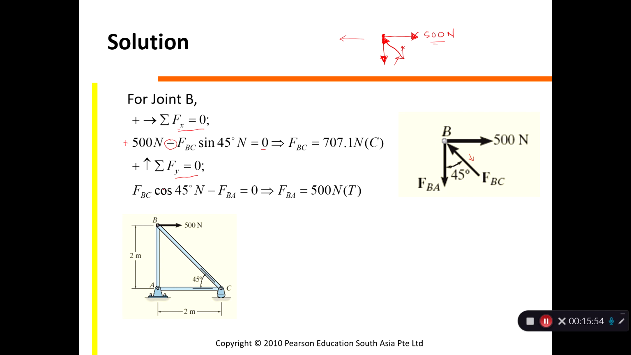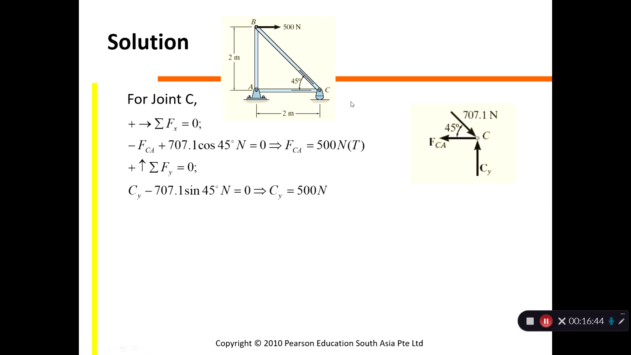Now in Fy equals to 0, you do the same thing now that you know FBC. So FBC cos 45 going upwards, that's why it's positive, minus FBA, this is going downwards, that's why it's negative, equals to 0. Then you can find FBA. Now FBA is moving away from the joint, therefore it's in tension.